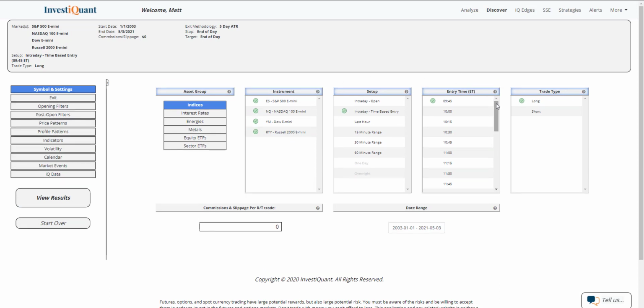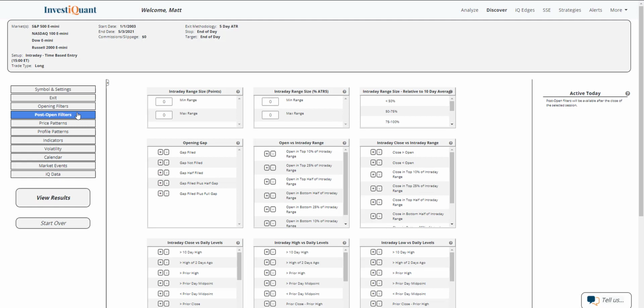The setup is going to be based upon entering the market long at 3 p.m. Eastern Time, exiting at the close, which is 4:15 p.m. Eastern Time. Now, to describe this pattern, I'm simply going to say that we're trading below the opening print for the session, but above the prior session close.